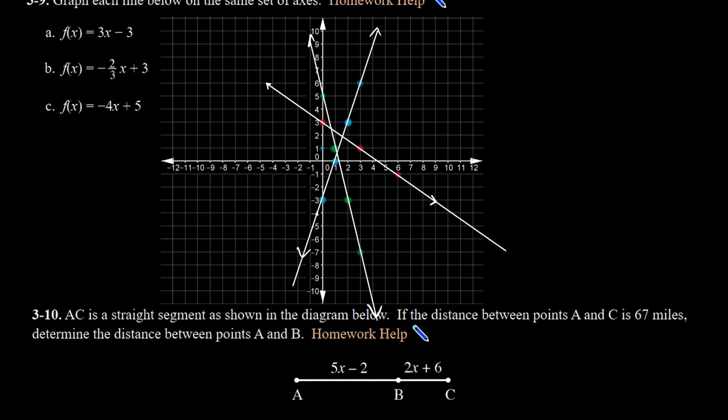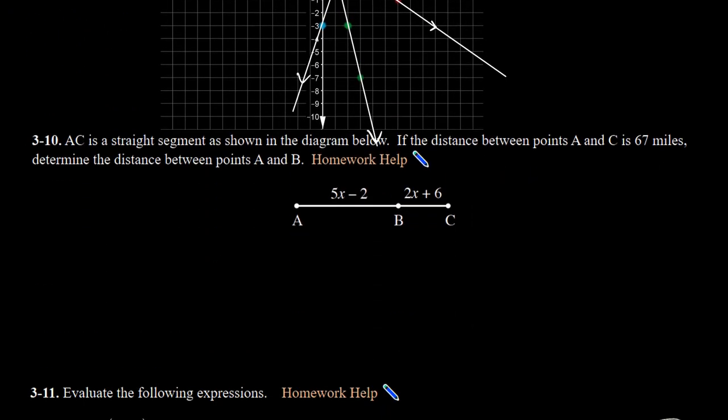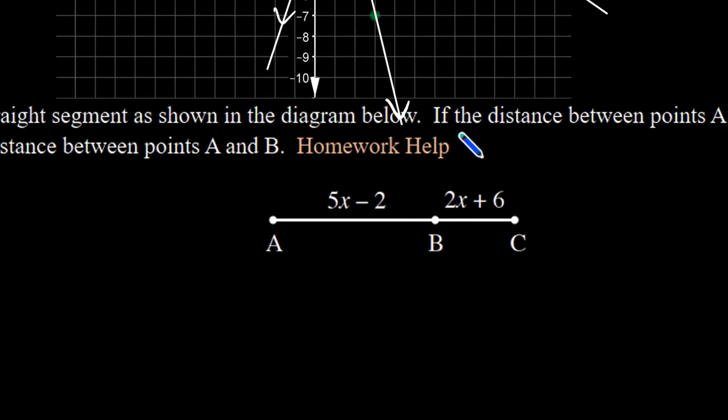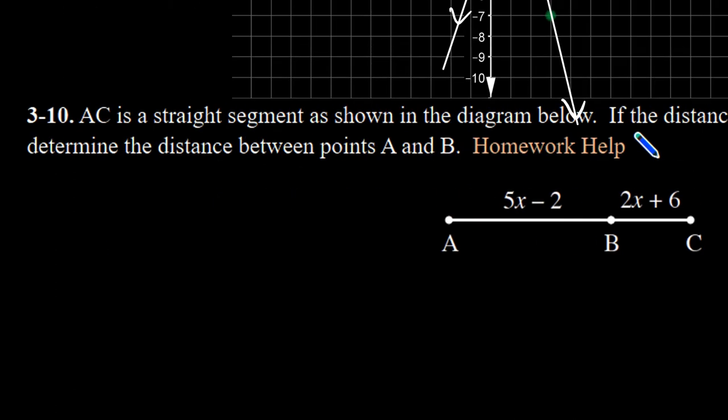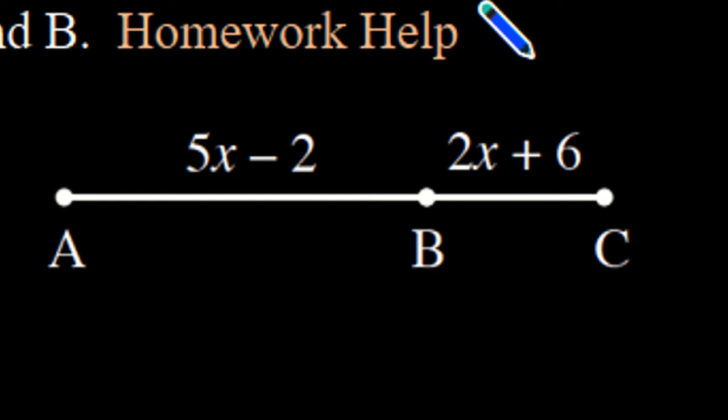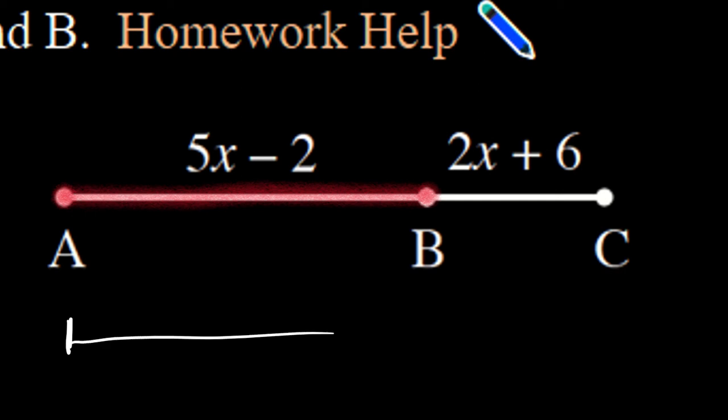Let's move to question 10. Question 10 says AC is a straight segment as shown in the diagram. If the distance between points A and C is 76 miles, determine the distance between points A and B. So we're asked to figure out how long this distance is from point A to point B. And we are also told that the distance from point A all the way to point C is 67 miles.